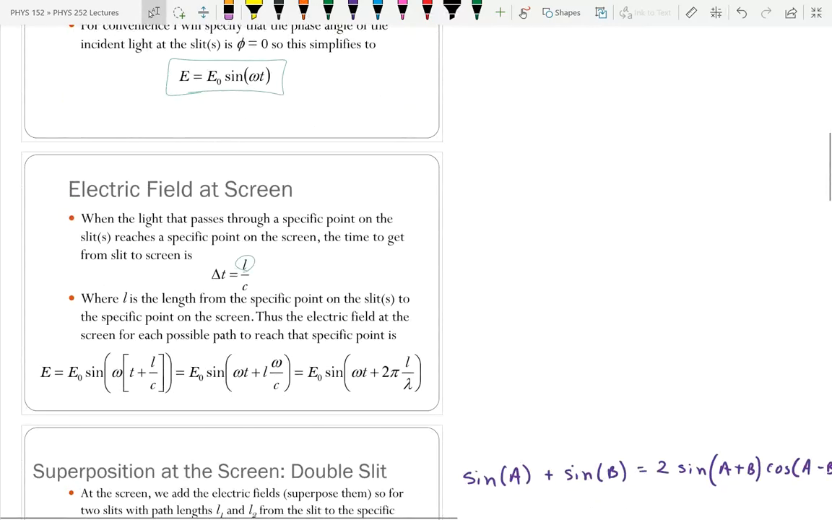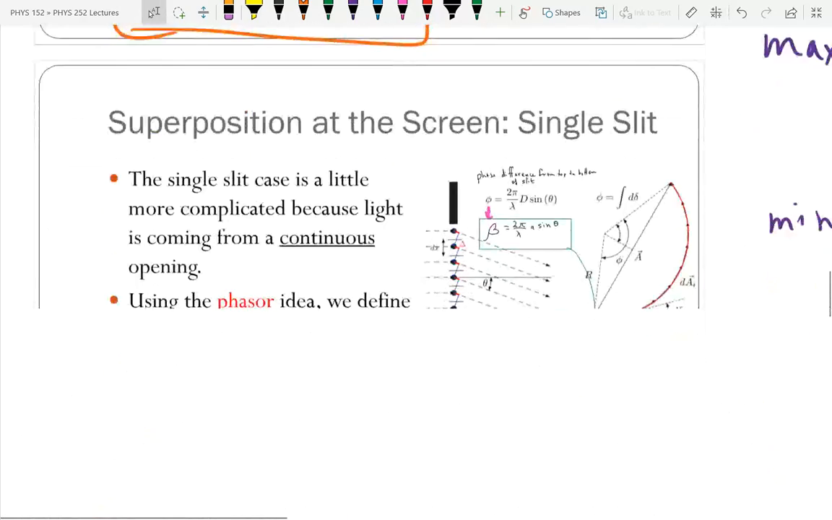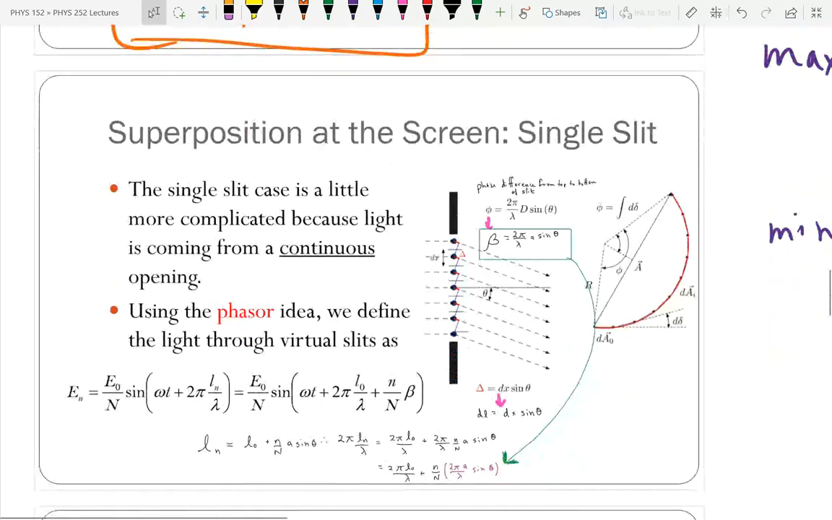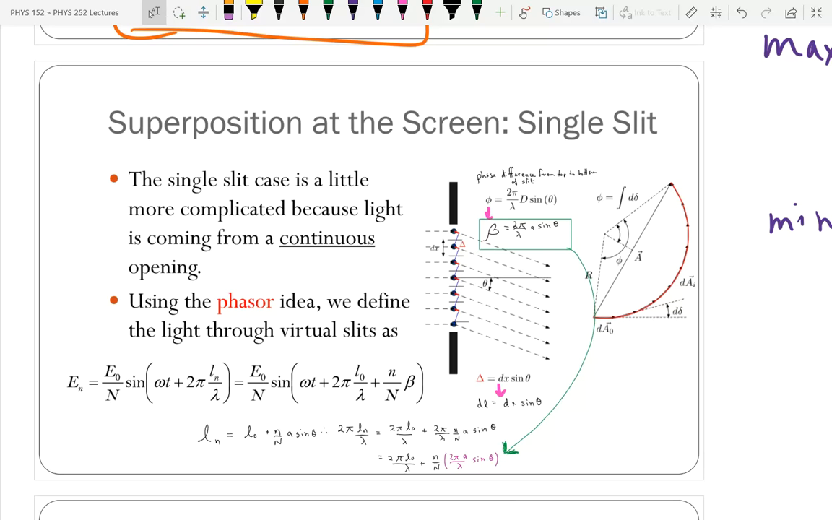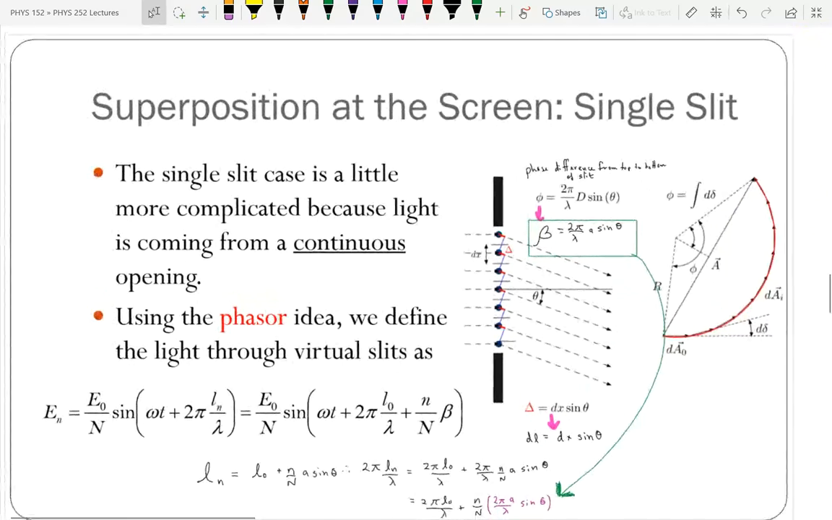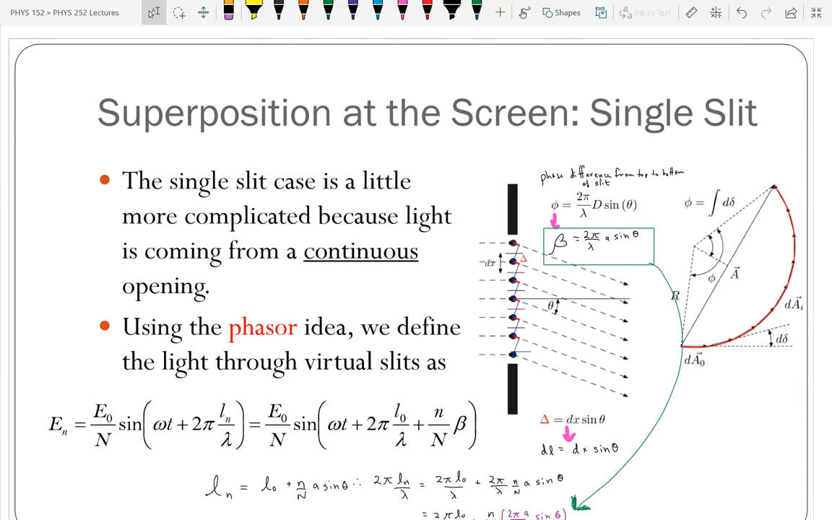Okay, that was our first part. And let's go on to part 2. Superposition from a single slit. Now, I warn you, the single slit is much more complicated than the double slit or the multiple slit. Why? Because now we're going to have a continuous range of phase differences. Continuous range of phase differences means, are we ever going to have constructive interference? Well, we're going to have some places where it's closer to constructive than others.